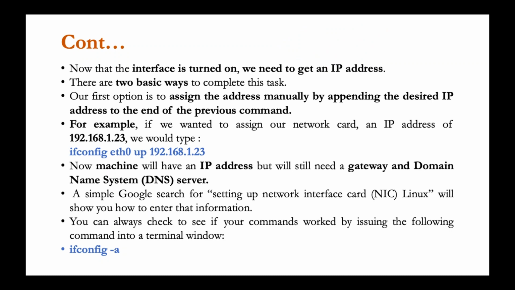So that can be done in two ways. Manually means you need to enter this IP address. If you wanted to assign one to your network card, suppose the IP address is 192.168.1.23, then we need to enter ifconfig eth0 up 192.168.1.23. But at this point, the machine will have an IP address, but will still need a gateway and domain name system servers. A simple Google search for setting up the network interface card, NIC, will show you how to enter the information.